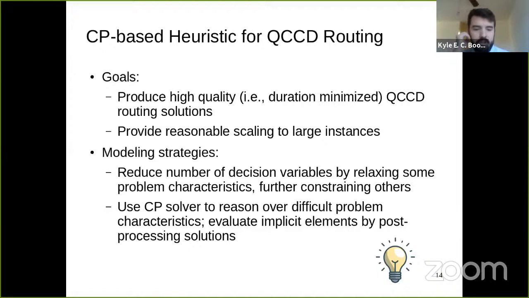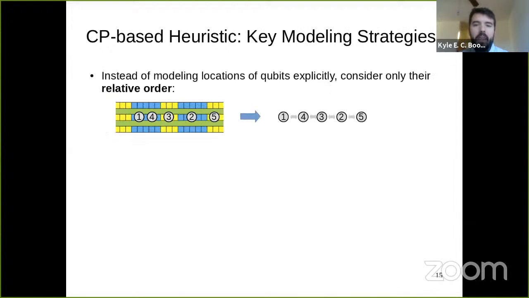And so this notion of implicit elements is something that I'll talk a little bit more about. Some of our key modeling strategies for the CP model is, instead of modeling locations of the qubits on the architecture explicitly, we're only going to consider the relative order of the qubits. So instead of keeping track of where everything is exactly on the architecture, we're just going to reason about the relative order of the qubits.